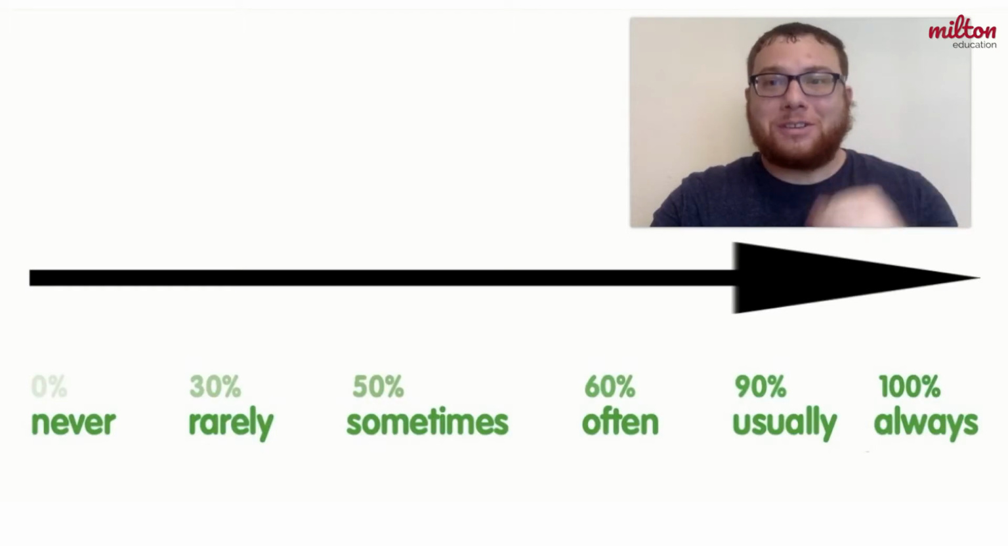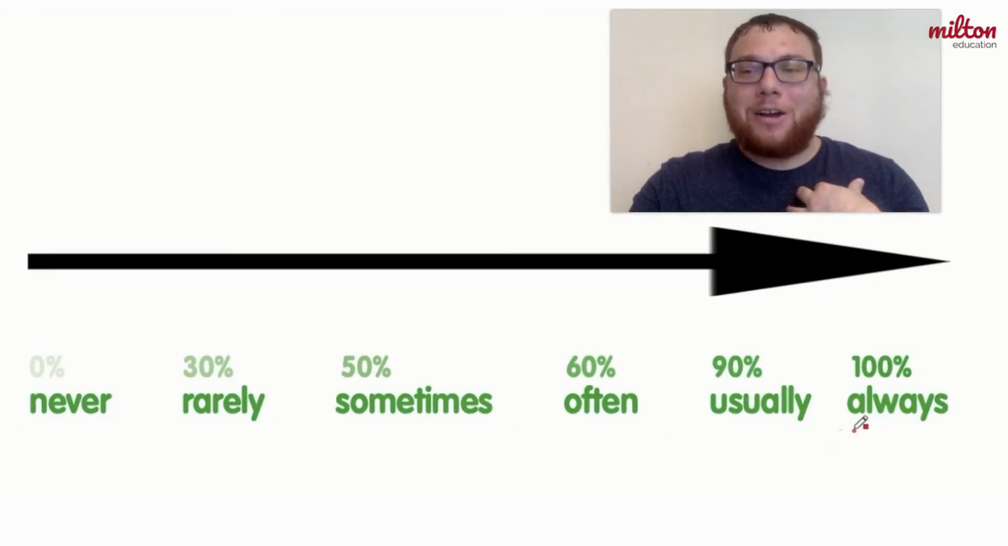In the next activity, you are going to talk about when you do different chores. First, I'm going to give you some examples of different words you can use to talk about how frequently you do different activities. First, I'm going to give you some examples of when I do different chores.